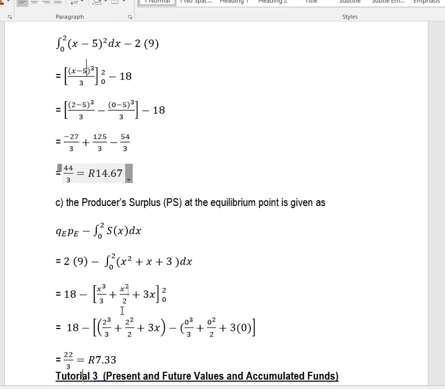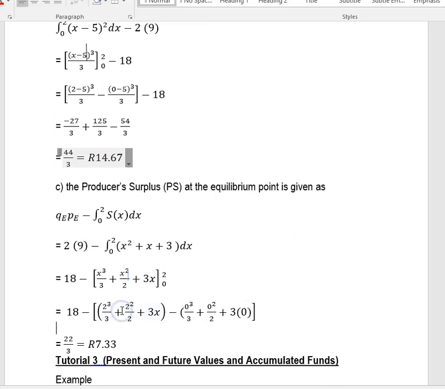Now let's go to the producer surplus. For the producer surplus, the formula changes a little. This means here we first of all find the product between our quantity at equilibrium and price at equilibrium minus, now we're going to be integrating the supply function, still from 0 to 2. So now my QE is 2, my P is 9 as I've been given before, and then you integrate your supply function. Your supply function in this question is x squared plus x plus 3.